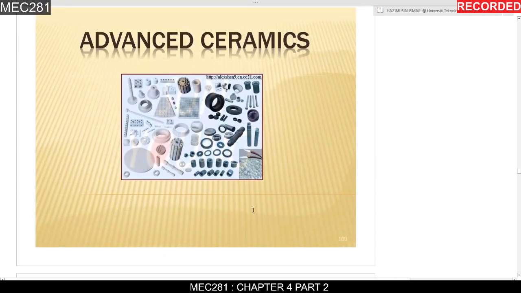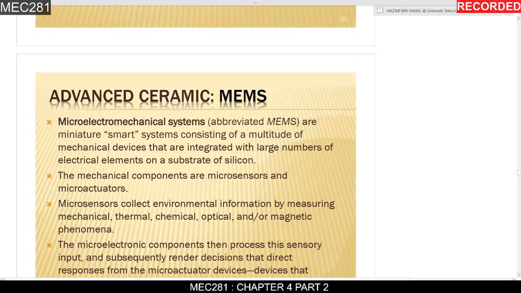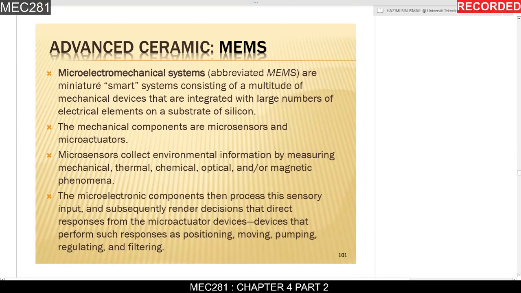Okay, and then we have advanced ceramics. Advanced ceramics, micro electromechanical system. This is some new field for research in mechanical engineering. We short form the micro electromechanical system, we call it MEMS.